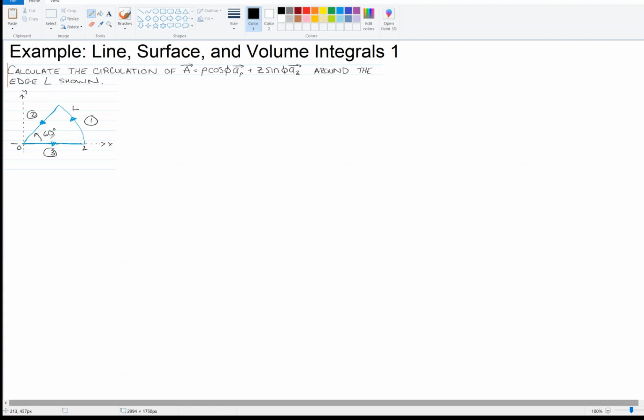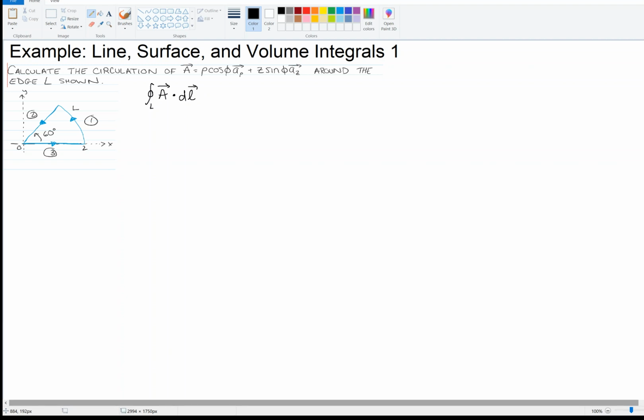And so it's a closed path, and I'm going to calculate the circulation of this vector field, which is not shown in the figure. And the vector field has components in the rho direction and the z direction. And so I want to find that circulation. So remember that the circulation is given by this integral here. So we're going to do a closed line integral over L, the path L, of A dotted with dl. That's what we're trying to solve.